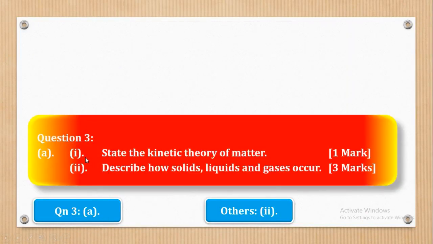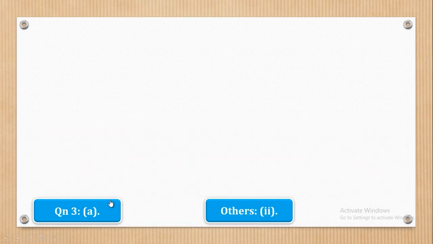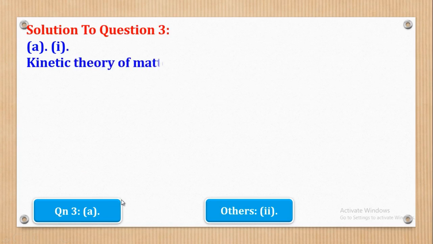Part A says: Roman 1, state the kinetic theory of matter, and that is 1 mark; and Roman 2, describe how solids, liquids and gases occur, and that is 3 marks. So we shall start with Roman 1.